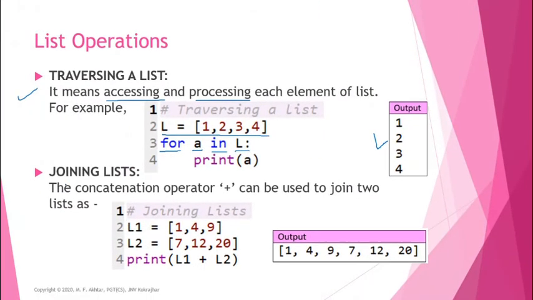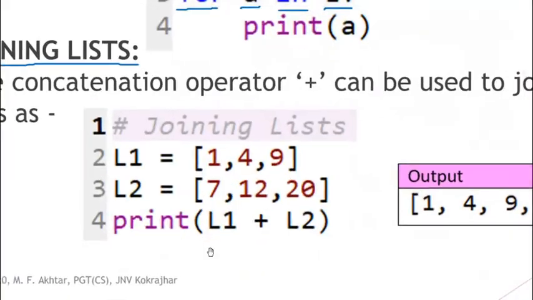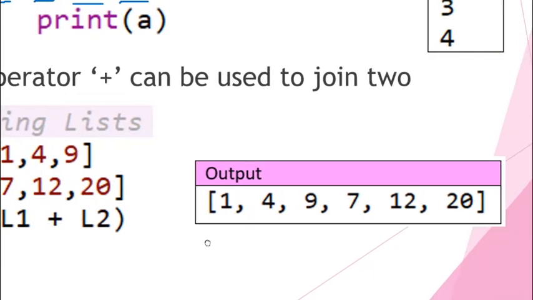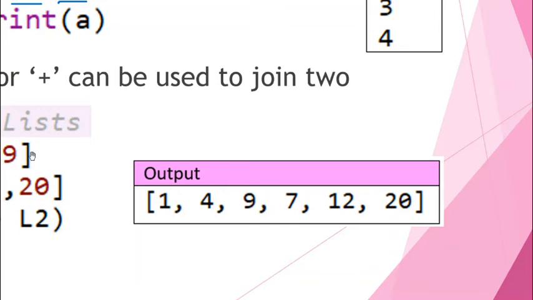Joining list. We can join two lists into one list using the concatenation operator, that is the plus operator. See the example. Joining list. We have created two variables here, L1 and L2, and in one variable we have put 1, 4, 9 and next is 7, 12, 20, and then after joining these two we are displaying using the print statement. See the output, both lists become one list and it is displayed like this.